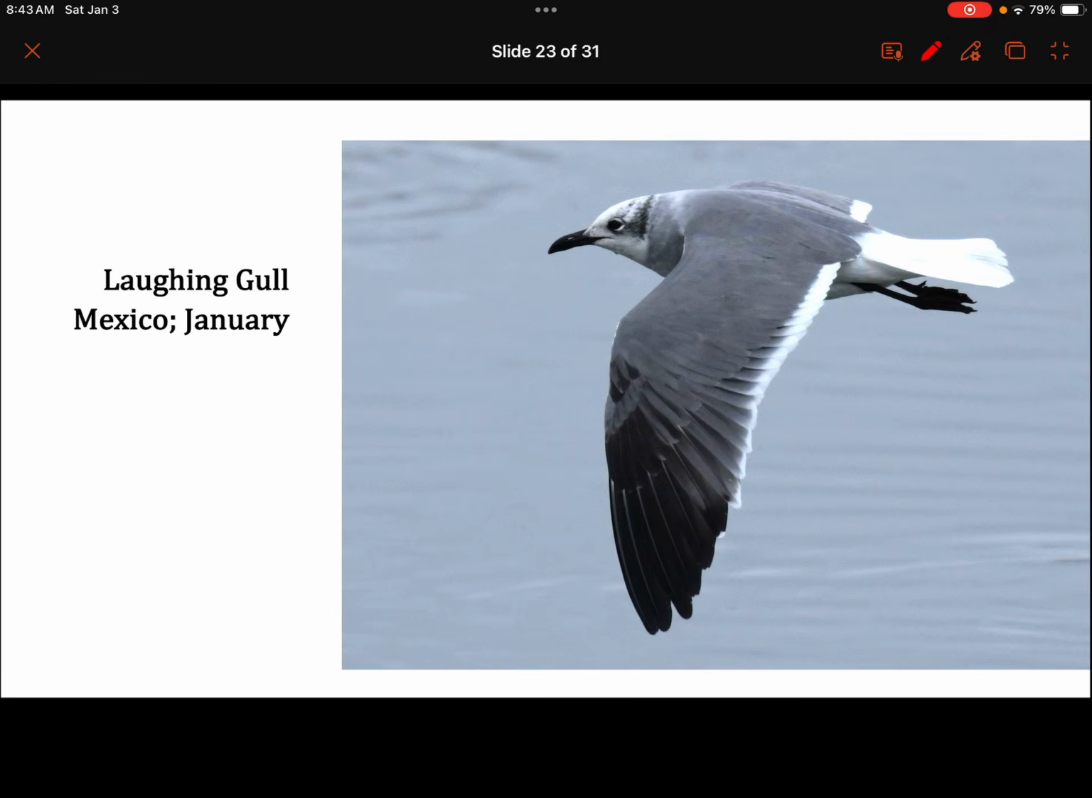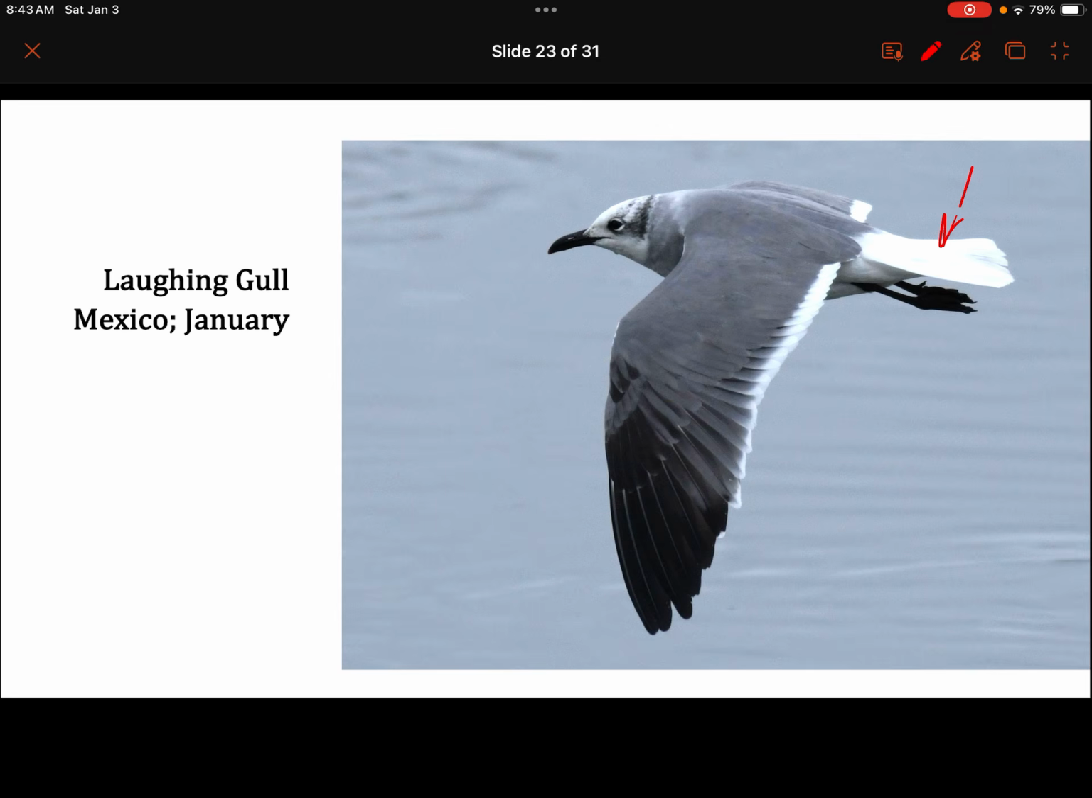Laughing gull, Mexico, January, white tail, kind of blown out here. This is overexposed, this white tail here. You notice that. Important with gull ID when you compare these blacks and grays: if the white looks blown out here, you want to be careful with other features that you're interpreting.